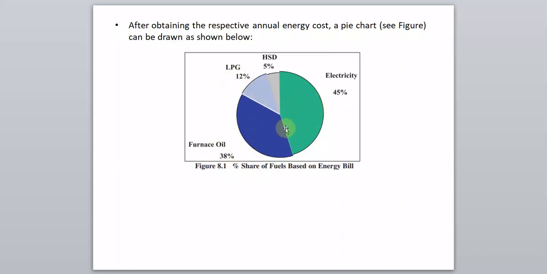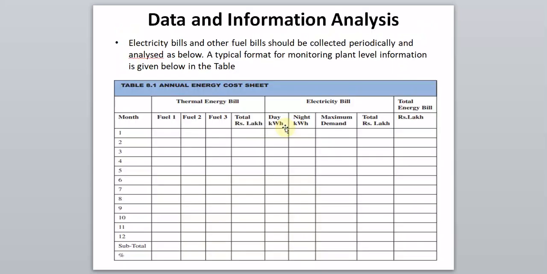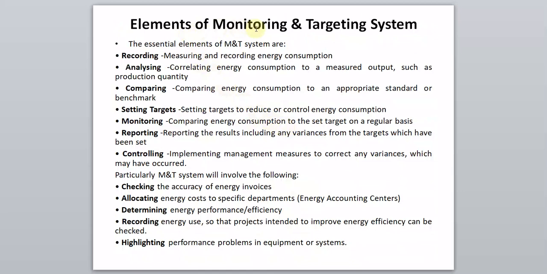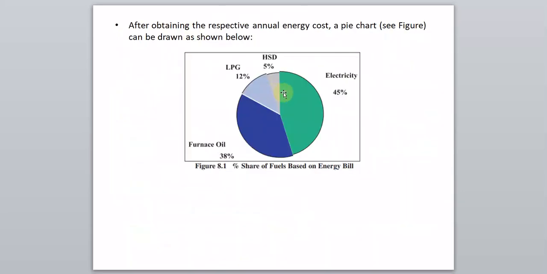After plotting this pie chart, what we are going to require is to monitor the energy. For that purpose, you can see here this is in terms of energy cost in rupees, lakh. Electricity 45 lakh, furnace oil 38 lakh, and so on. But as we are going to conserve energy, the unit should be in energy terms like kilocalories. So we need to convert this energy consumption, like kilowatt hour for electricity and kg for LPG, into kilocalorie.